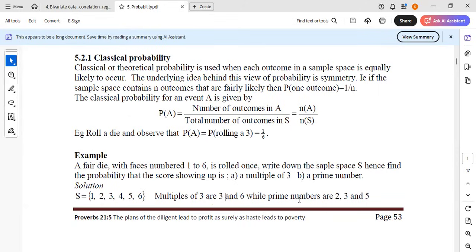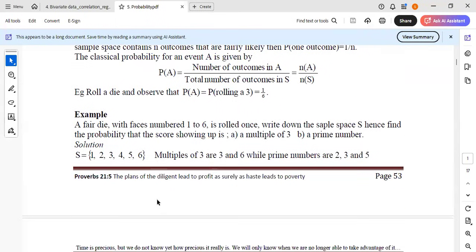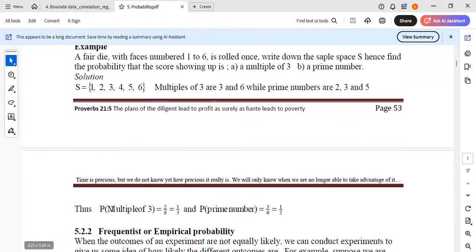So the prime numbers are 2, 3, and 5. Then 4 and 6 are even numbers. They can be divided by 2, by themselves, and in the case of 6, it can be divided by 3. Once you get that, now the probability to get a multiple of 3.